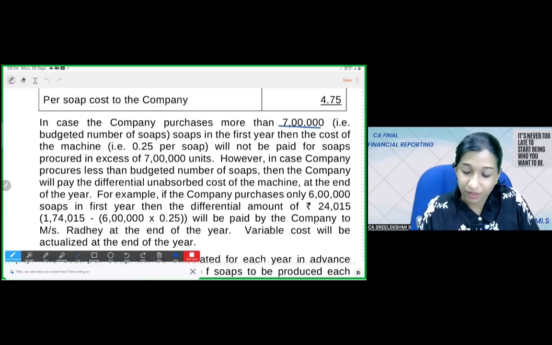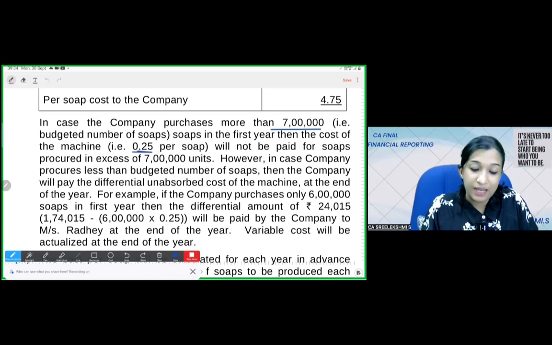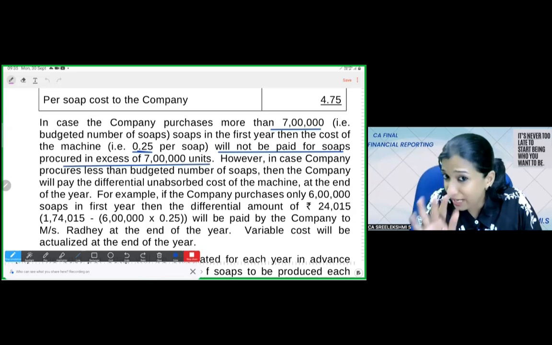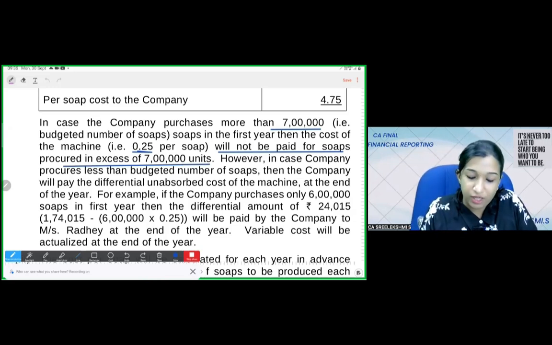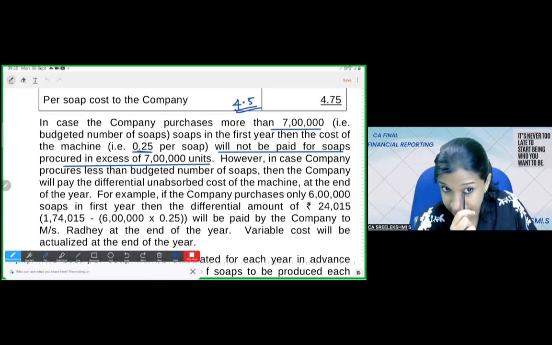Okay. So if the company purchases more than 7 lakhs, that is the budgeted number of SOPs in the first year, then cost of machine of 0.25 per SOP will not be paid as the SOPs procured in excess of 7 lakh units. If you buy more than 7 lakhs, you need not pay 4.75. You need to pay only 4.5. Yes or no? Yes.